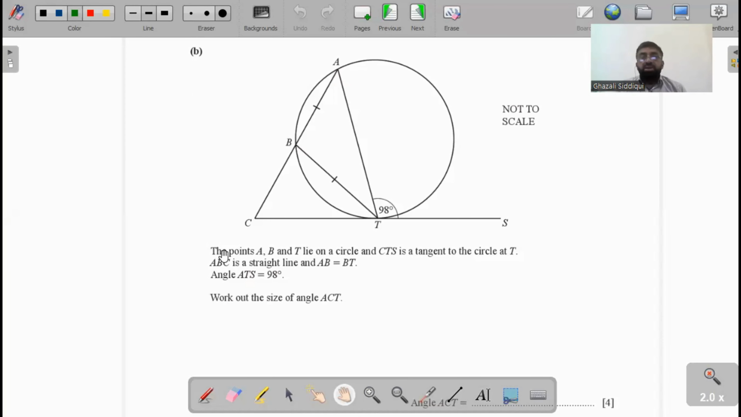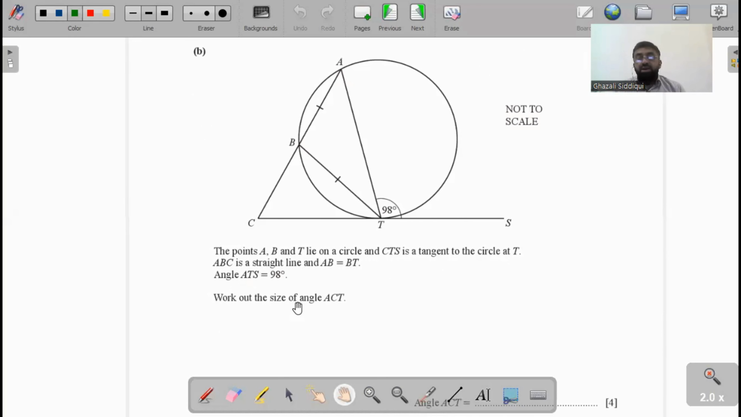Part B. The points A, B, and T lie on the circle and CTS is a tangent to the circle at T. ABC is a straight line, AB equals BT, angle ATS equals 90 degrees. Work out the size of angle ACT.